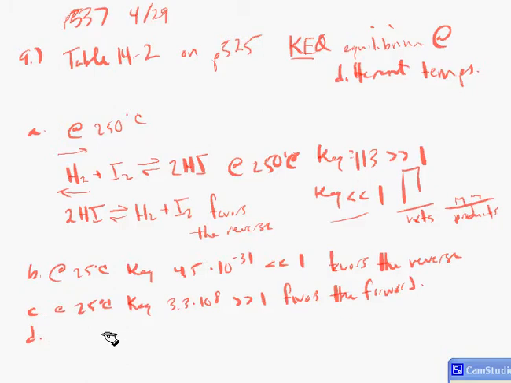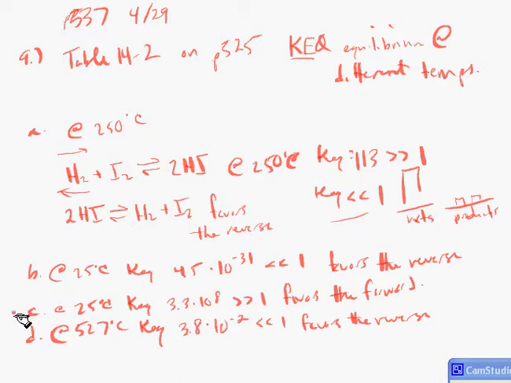Part D, they ask us for, again, the same reaction, but at 527 degrees C. And if I look in the table, at 527 for that reaction, it's 3.8 times 10 to the minus 2. And this is less than 1, and so this favors the reverse process. And so you can see by comparing C and D, temperature has a big effect on equilibrium. At the lower temperature it favors the forward, but at the high temperature it starts to favor the reverse process.